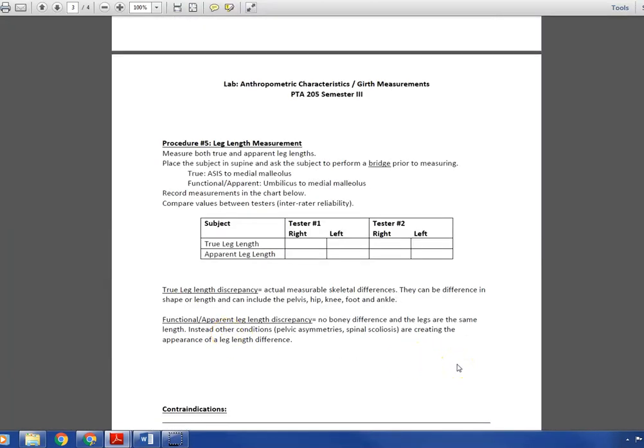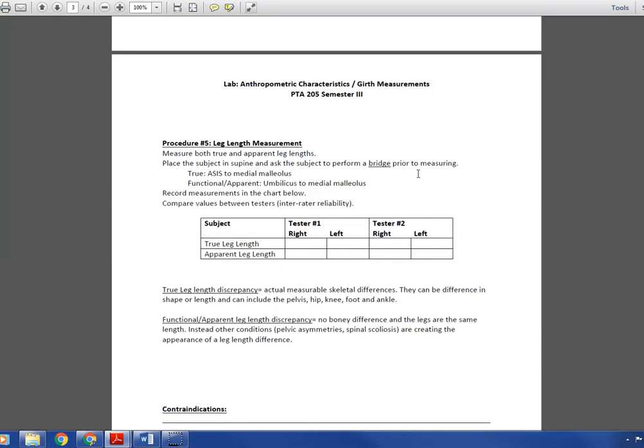For procedure number 5, we're going to be taking leg length measurements. So we're going to measure 2 different ways. One is called true leg length and one is called apparent leg length differences. So you're going to have your patient in supine on the table. We're going to ask our patient to perform a bridge prior to taking our measurements. This is often referred to as setting the pelvis.